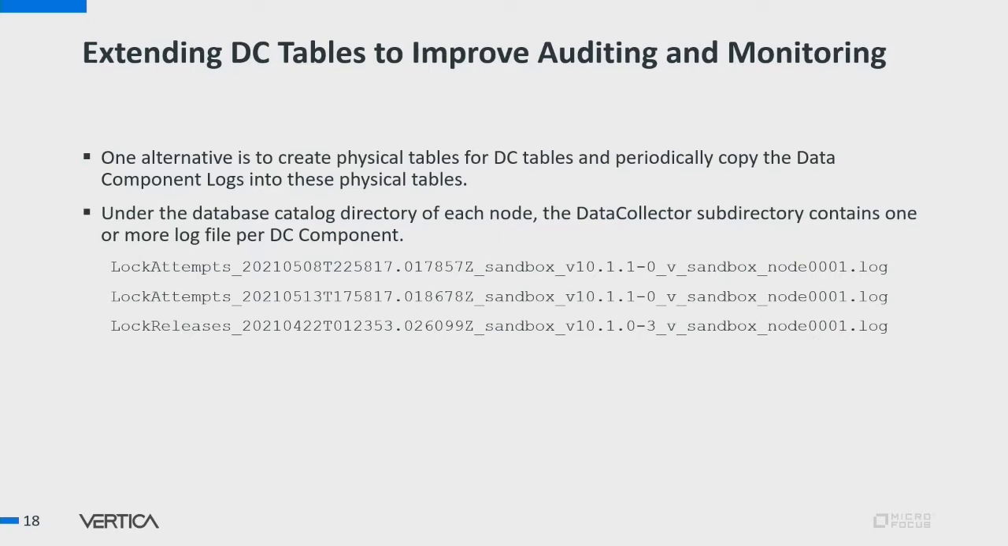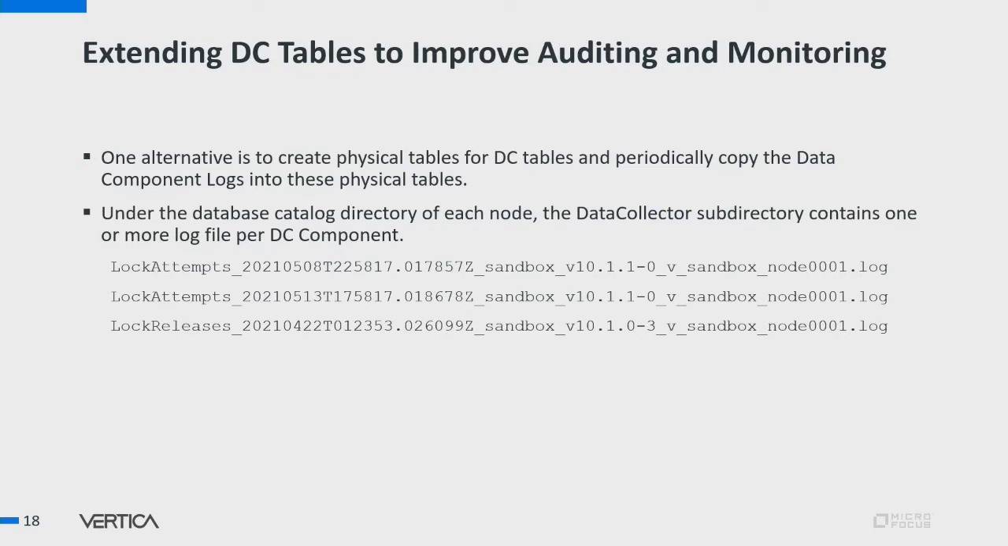So one alternative is to create physical tables to match the DC tables and then periodically copy the data component logs into these physical tables. And if you were to look on a cluster, on a node, under the database catalog directory, you will see a data collector subdirectory that contains one or more log files per DC component.